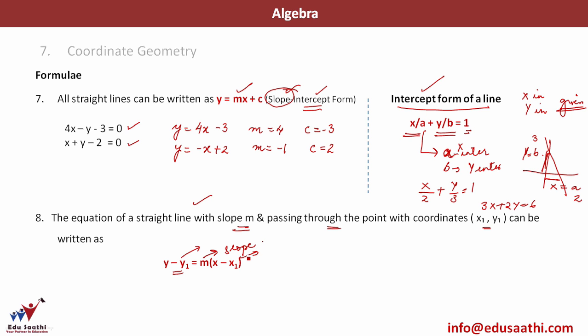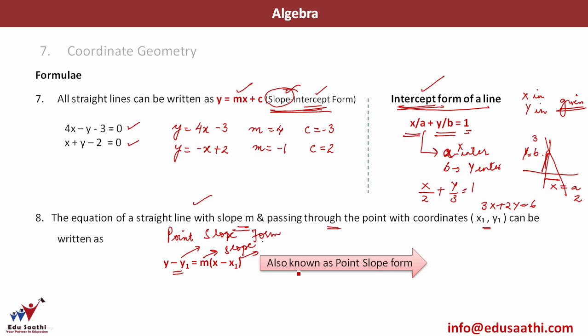This is also known as the point slope form, because one point is given to you and the slope of the line is given to you. This is the slope intercept form. This is the intercept form because both the intercepts are given to you. This is the point slope form of the line.